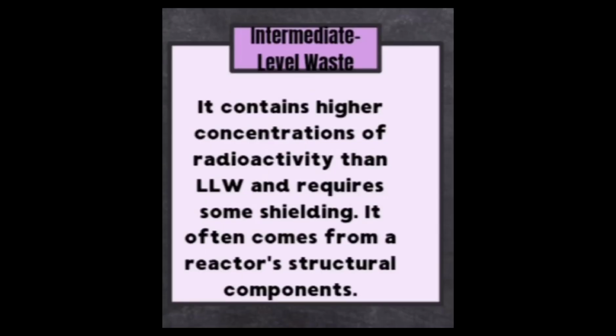Intermediate-level waste contains a higher concentration of radioactivity than low-level waste and requires some shielding. It often comes from reactors and structural components. Examples include reactor components like fuel assembly hardware, control rods, and reactor vessel parts, as well as contaminated equipment and materials from nuclear facilities maintenance and decommissioning, such as pipes, valves, and pumps.